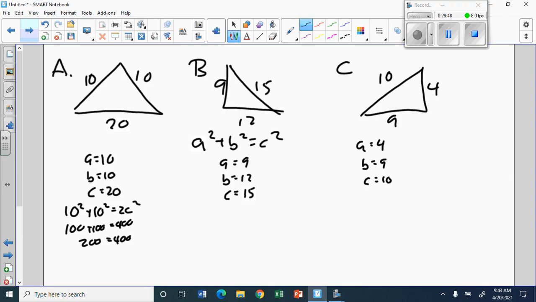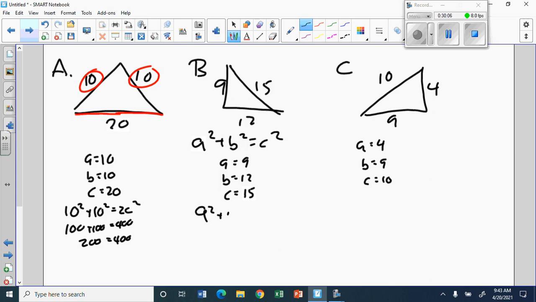You should have been able to notice, would this even make a triangle? This 10 plus this 10 would be 20, so it would almost look like they would be right on top of each other. There wouldn't be enough room to even make a triangle with those dimensions. We proved it, doesn't work.